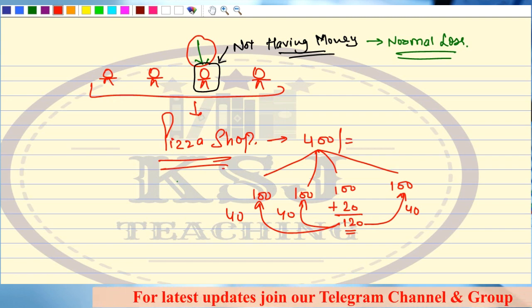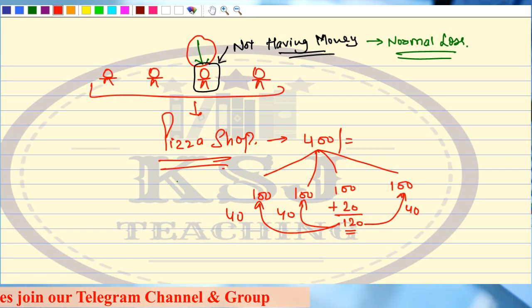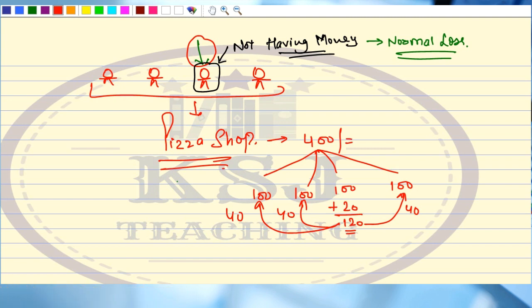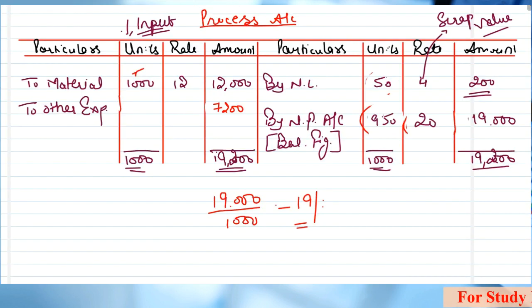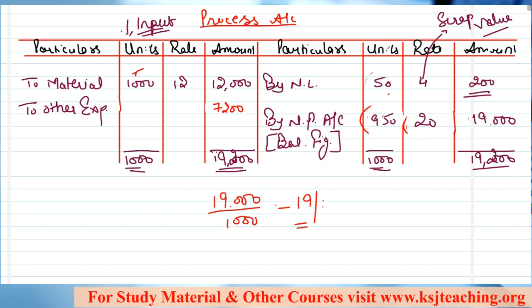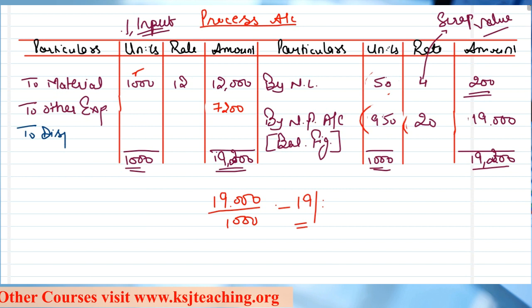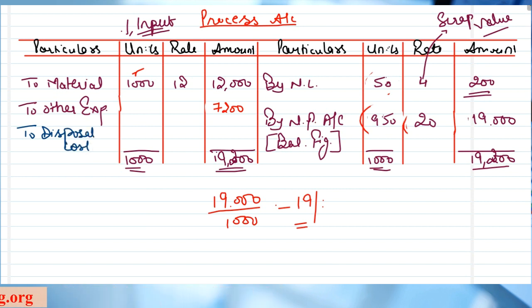You're not going to get anything out of it. In fact, you will have to incur the disposal cost on that scrap, isn't it? Right? So, sir, where to write this disposal cost? What is to be done for this disposal cost? Listen to it very carefully, right? In case of a disposal cost, what you have to do is, sir, that disposal cost will be written on the debit side, right? Because that will be my cost. So I will write by disposal cost. I will write the cost here, right?